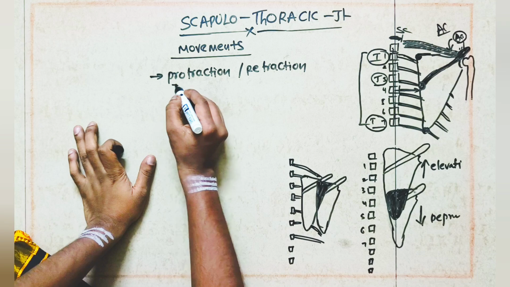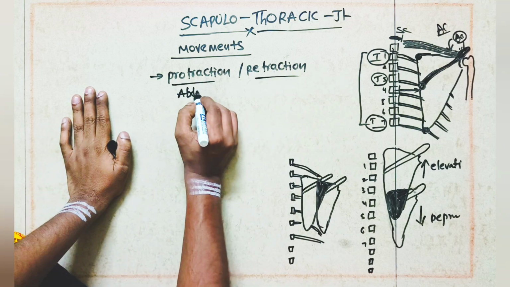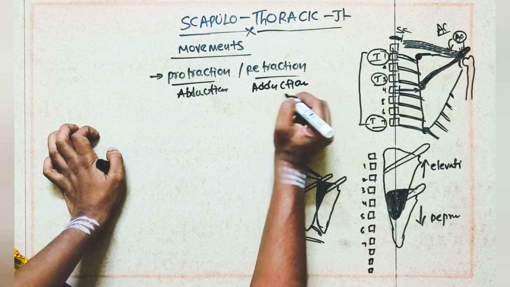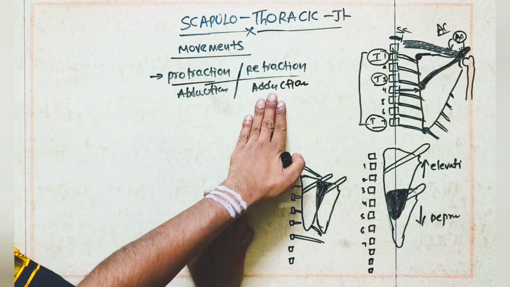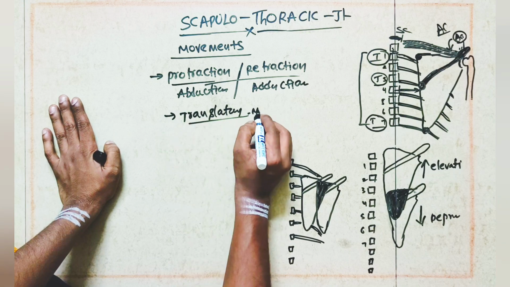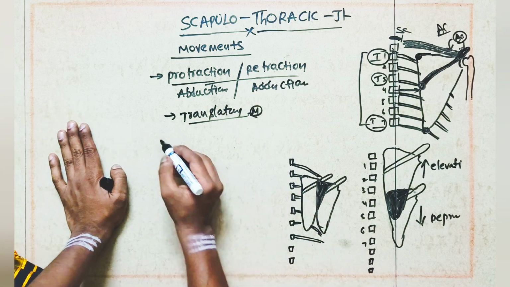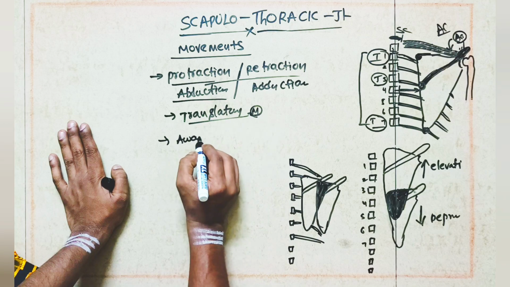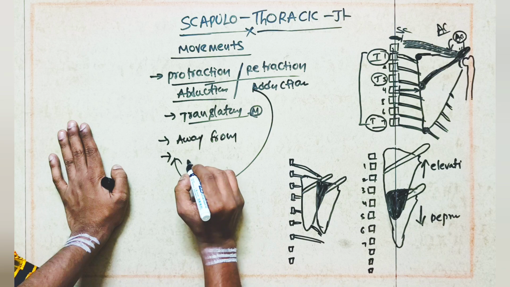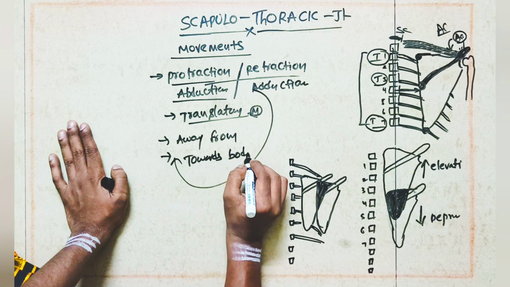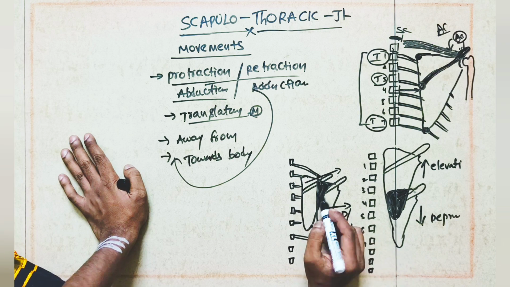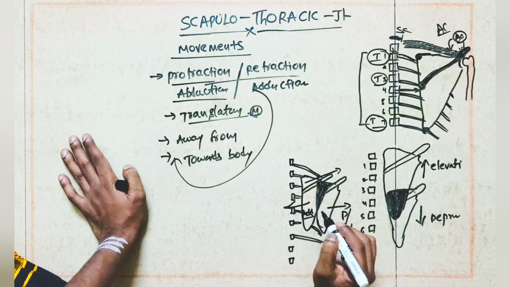Now we will see protraction and retraction. Protraction is also called abduction, and retraction is also called adduction of the scapula. These are also translatory movements. When the patient does protraction, that means abduction, the scapula moves away from the body. If the patient does retraction, the scapula moves towards the body, that is adduction.